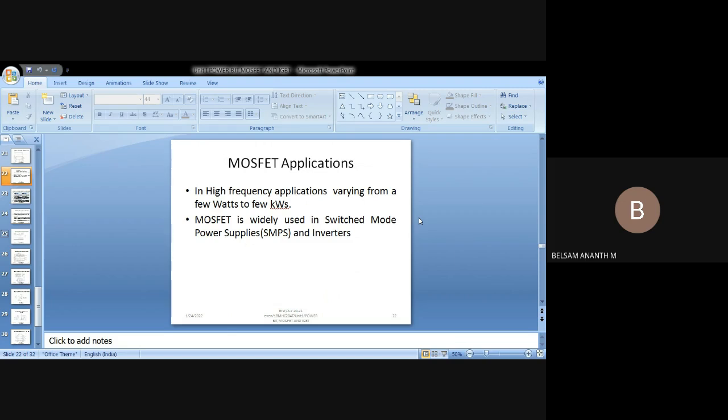And MOSFET applications, high frequency applications vary from a few watts to a few kilowatts. As I told you earlier, I think in last week's class while winding up, MOSFETs normally will have high switching losses. That's why we should not simply increase the MOSFET switches.